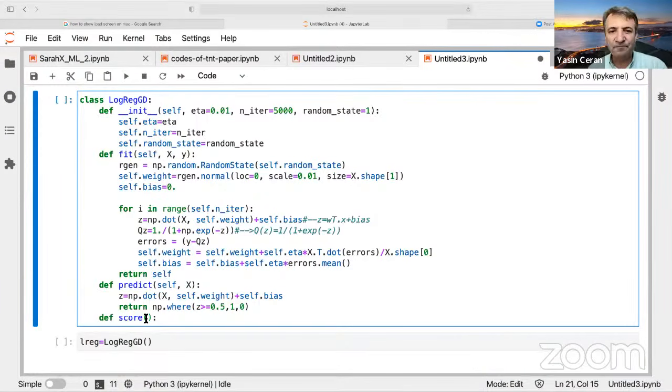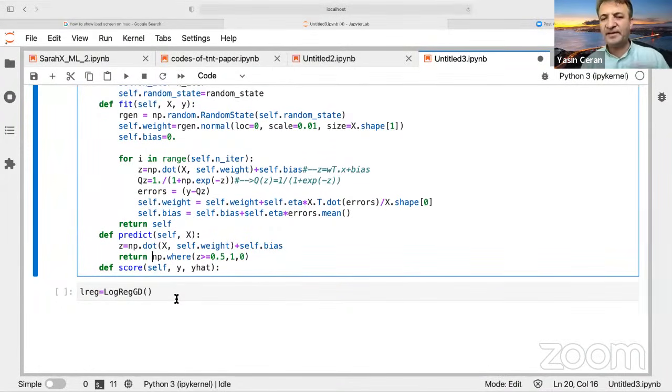Now let's work on score. For score, again, we need self. In addition to that, I need Y, which is my true label values, and I need my predictions, Y hats. If you like, you can find Y hats outside. So again, we can first find Y hat and then call the score. I think this is fine.